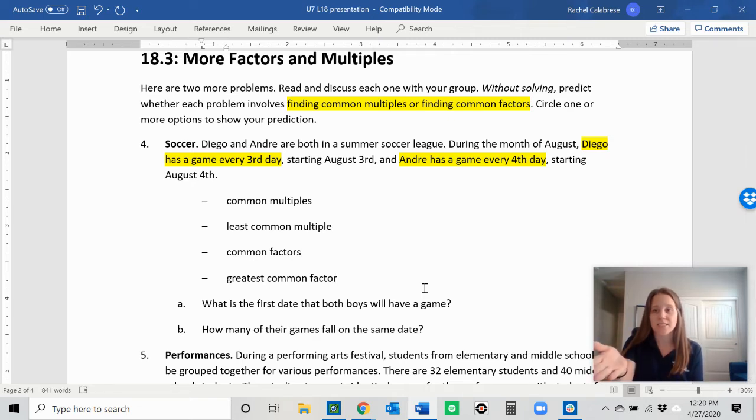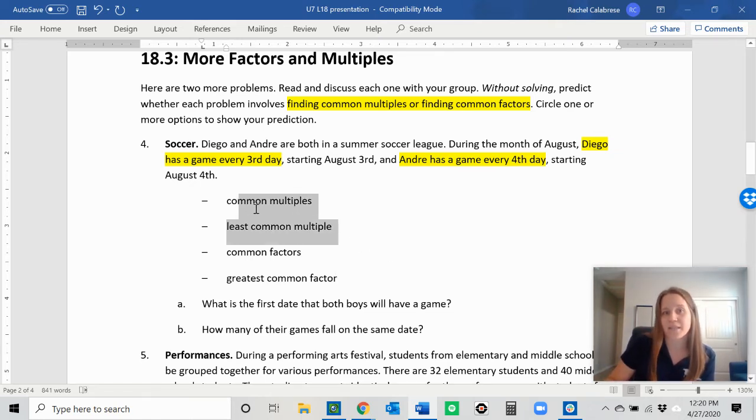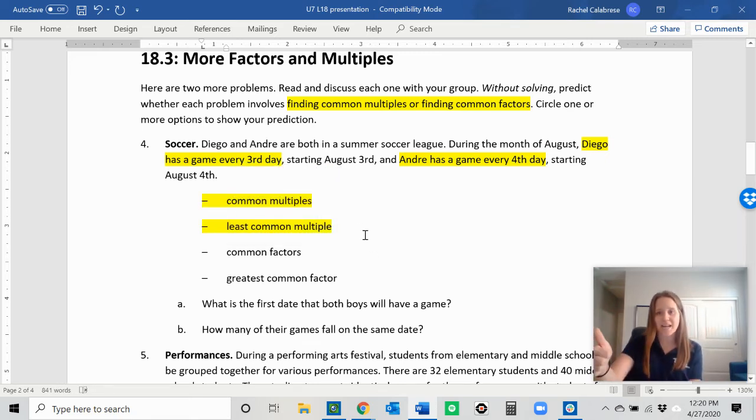Remember that multiples is like skip counting. So do I want to skip count by 3s and by 4s through the month of August? Or do I want to find numbers that divide into 3 and 4 evenly? If you were thinking that this problem would require the common multiples and the least common multiple, then you were correct. Nice job.